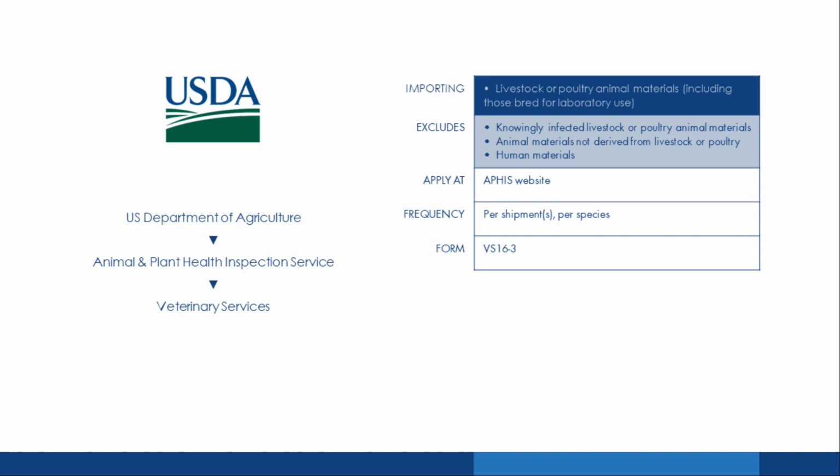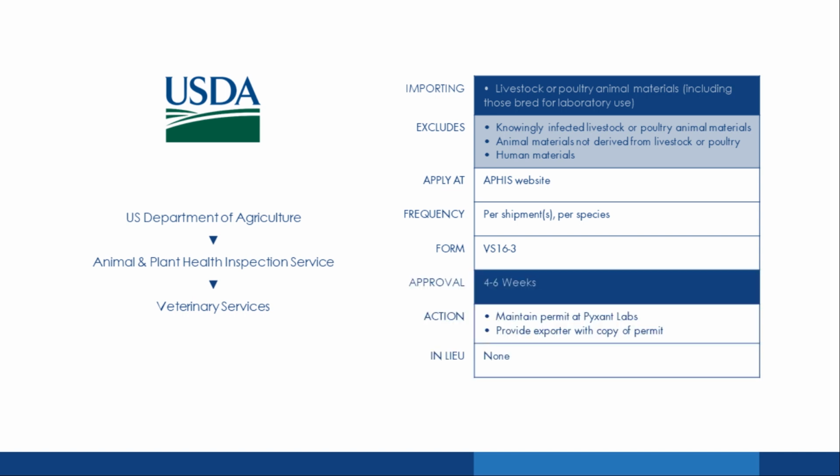The USDA does not concern themselves with knowingly infected livestock or poultry animal materials. Those will be covered by the CDC. Or animal materials that are not derived from livestock or poultry. So animals like rats, mice, monkeys, wild animals, nor do they concern themselves with human materials. The process is straightforward. It's also through their website. And this is a single-use permit that's per duration of shipments, and it's per species. And there's one application form that we use, which is the VS63.